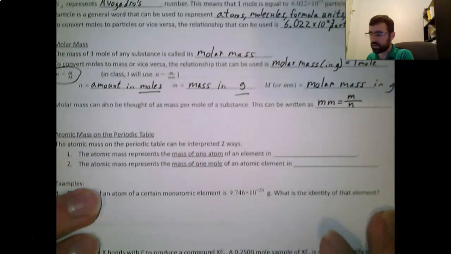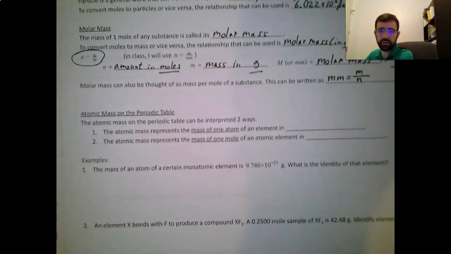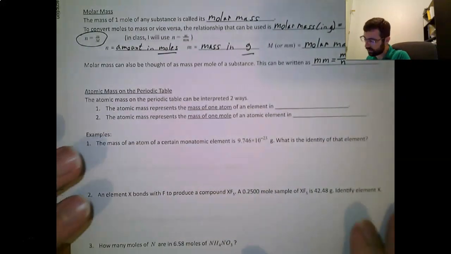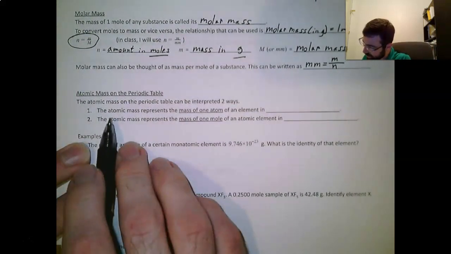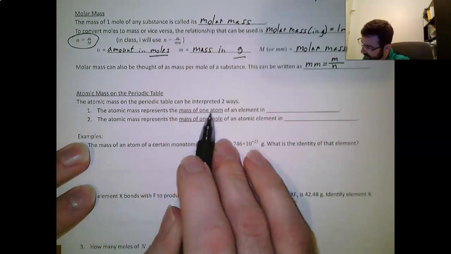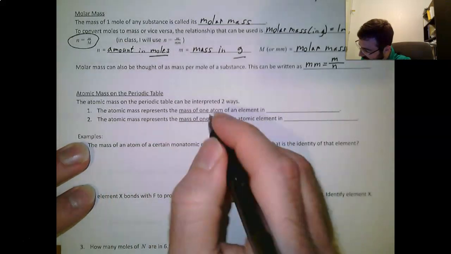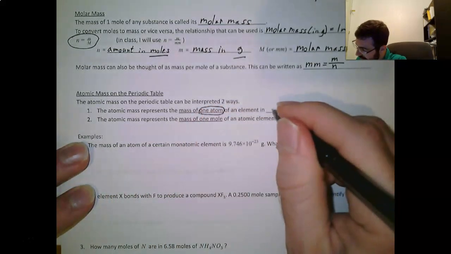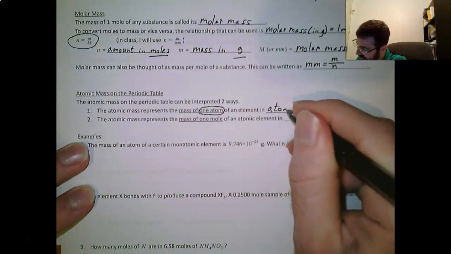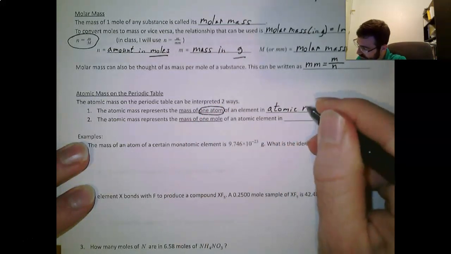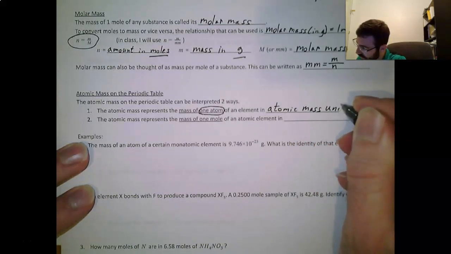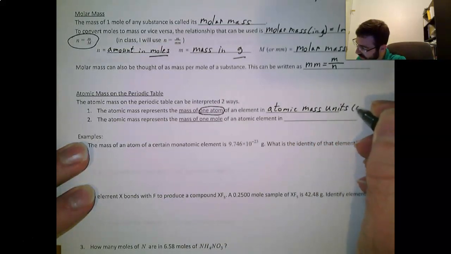So then let's scroll down here a little bit. Atomic mass on the periodic table has two different meanings. Atomic mass represents the mass of one atom of an element. Now pay attention here. One atom of an element in atomic mass units. By the way, that's represented with amu.